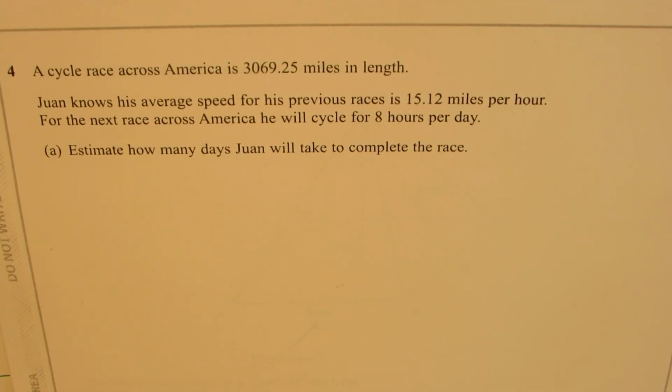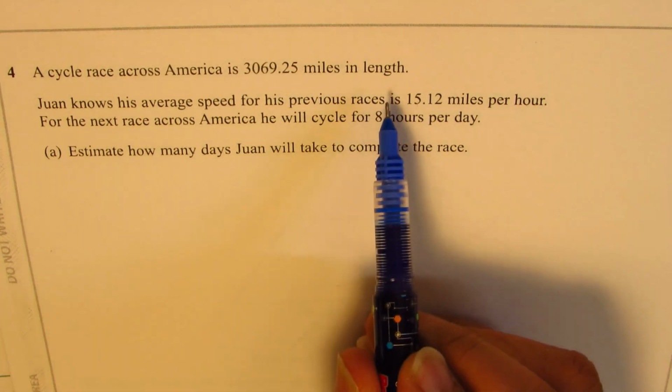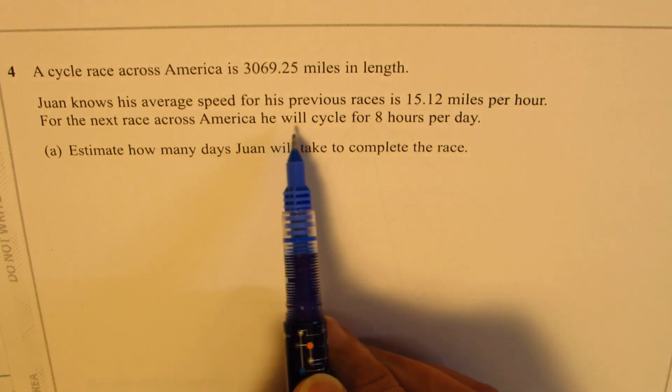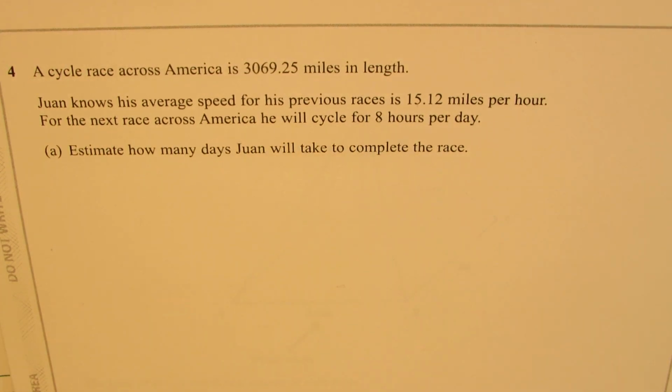Question number 4. A cycle race across America is 3069.25 miles in length. One knows his average speed for his previous races is 15.12 miles per hour. For the next race across America, he will cycle for 8 hours per day. A. Estimate how many days one will take to complete the race.